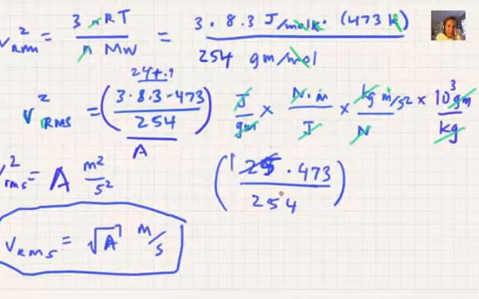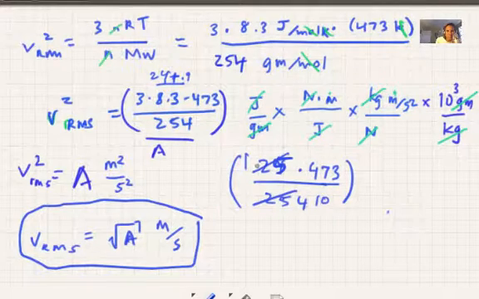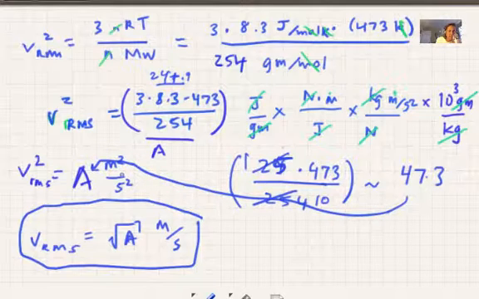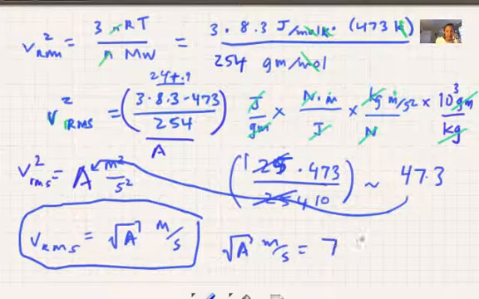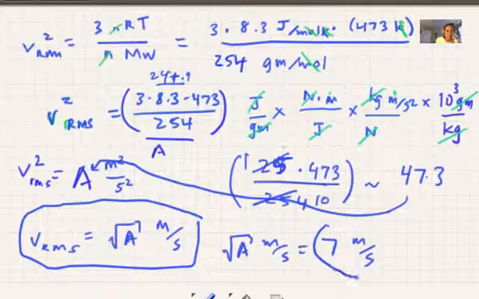So I'm going to call this 1. I'm going to call this 10. 25 over 254 is about 1/10 of 473. It's roughly equal to 47.3. I'm going to need to take the square root of that. That's the value of A. This 47.3 is the value of A. I take the square root of A, in meters per second. Square root of 47 is, I'm going to call it 7. 7 meters per second. This is the velocity.